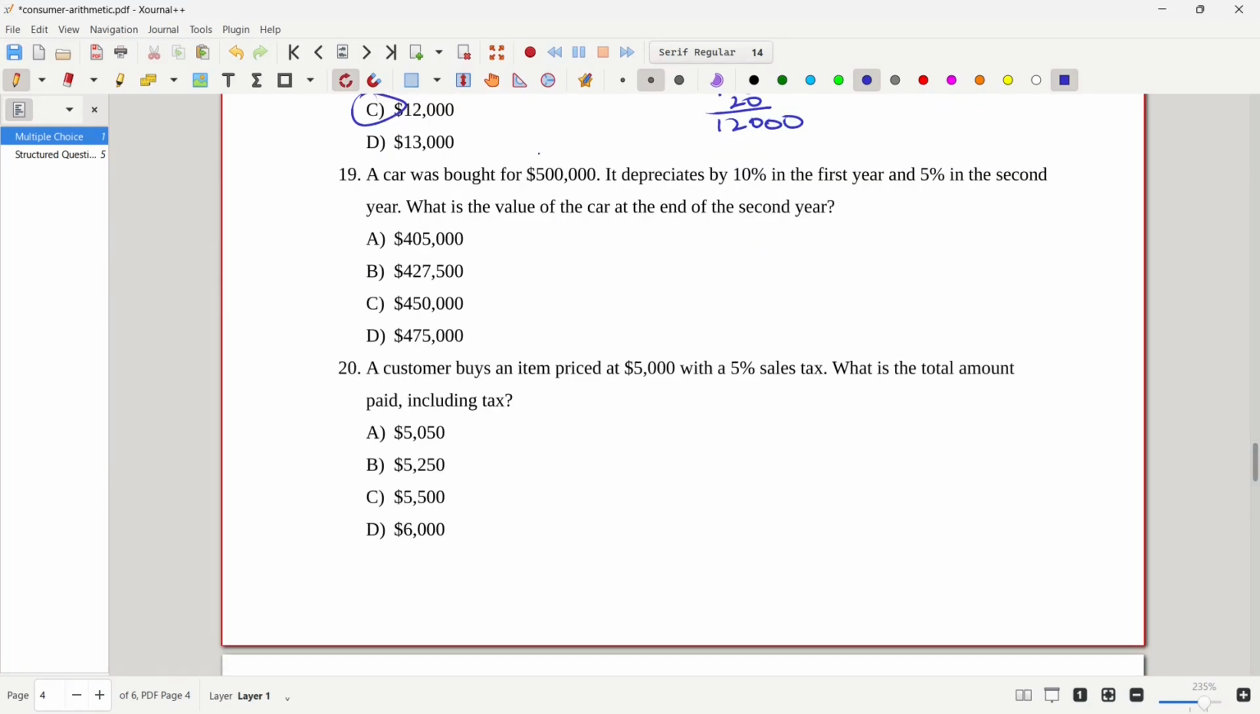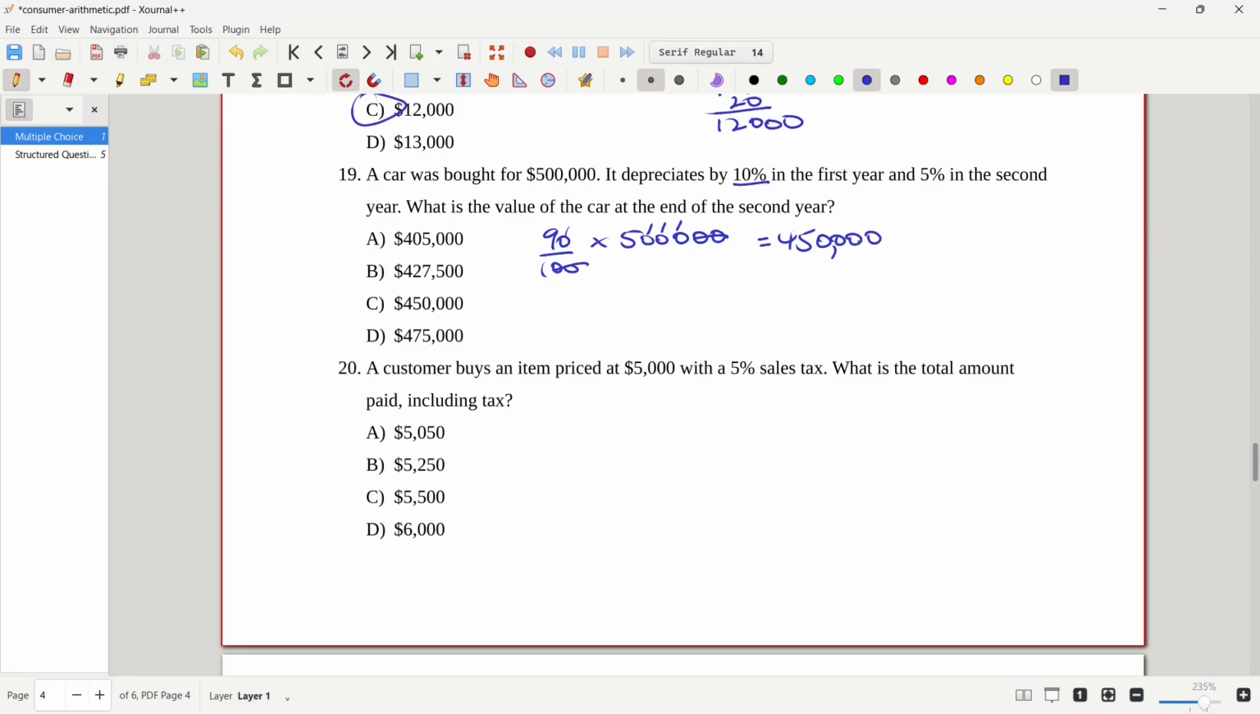A car was bought for 500,000 and depreciates by 10% in the first year, 5% in the second year. What is the value of the car at the end of the second year? Okay, so in the first year, we lose 10% of the value. That means 90% is what remains of the 500,000. So 9 by 5 is 45, and we have 4 zeros, so it's 450,000.